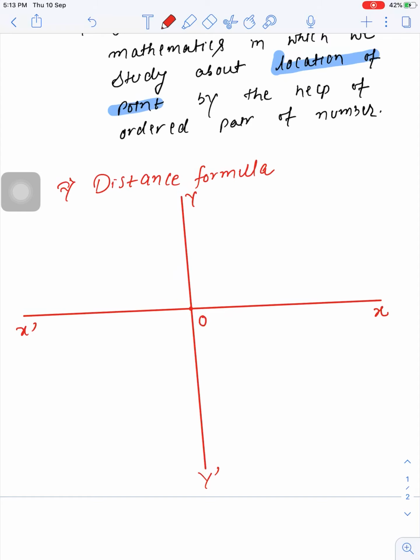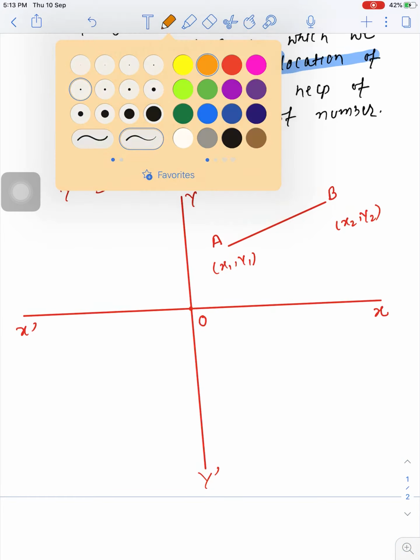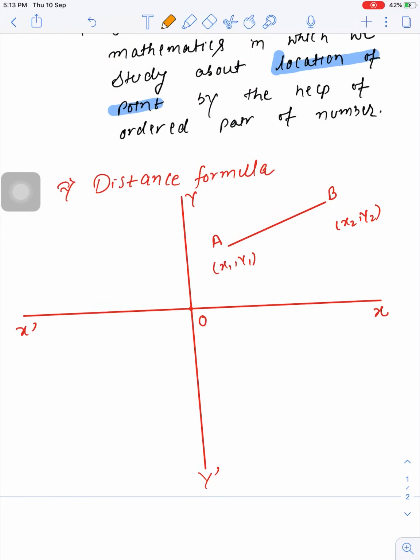Now I have got a point whose coordinate is x1, y1. And the second point I have got, its coordinate is x2, y2. Now I have drawn the distance between the two. Somebody asked me, can we calculate the distance between point A and B? I told that yes, it is possible. And how is it possible? It can only be possible by the help of distance formula. So let us learn more about it.